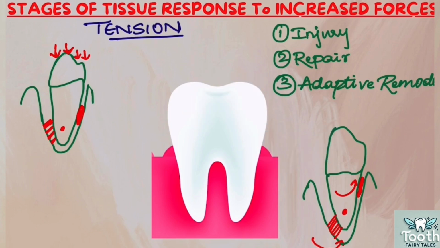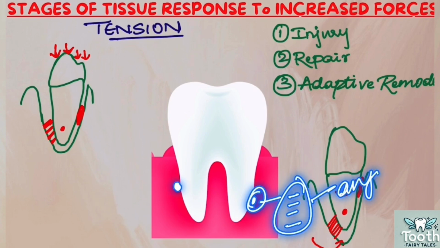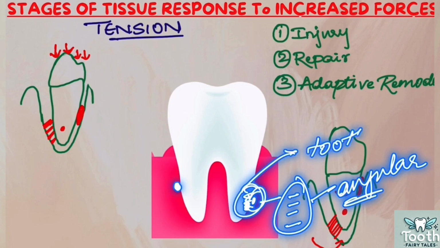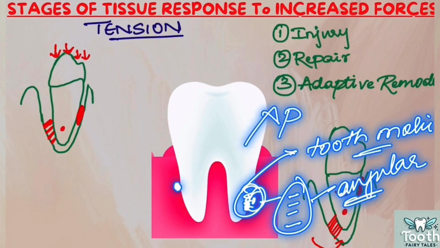So you can see the pressure and the tension areas are formed. On the pressure side, you can see the resorption of alveolar bone and hence you can see the angular defects on the radiographs. And you see damage to the periodontal ligament. Because of that, you can see the increase in the tooth mobility. But there is no pocket formation.